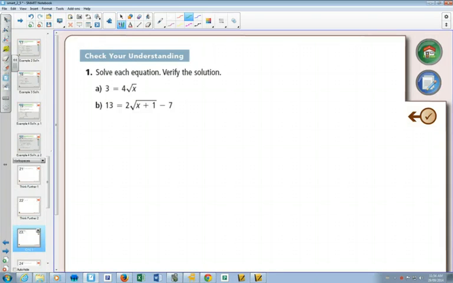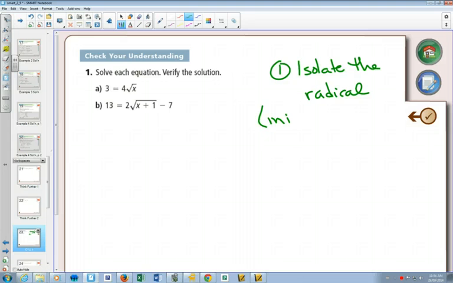And we're going to write those steps off to the side again for solving radical equations. Okay? 1. We're going to isolate the radical. Mixed radicals are okay, because in our first example we have a mixed radical. That's okay to keep by itself on one side.